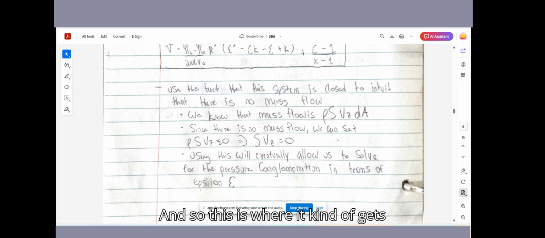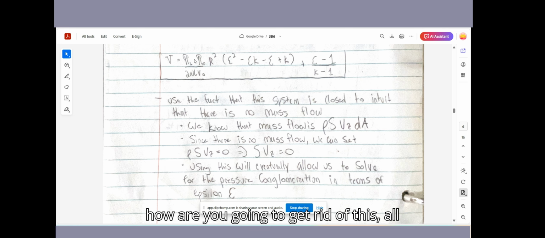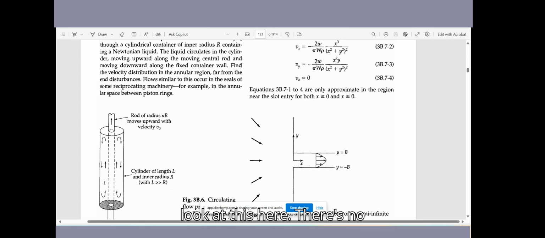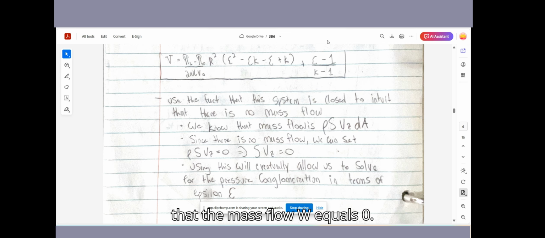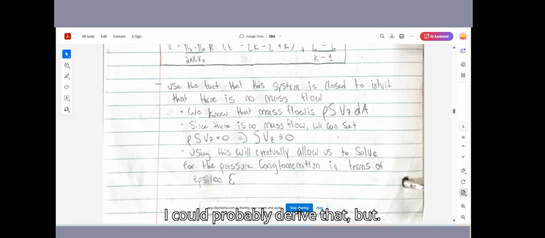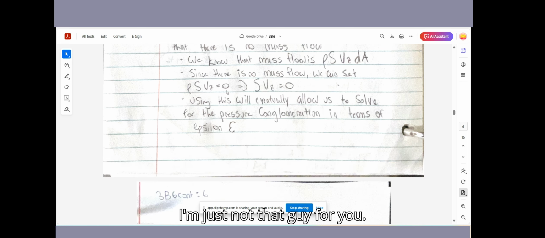And so this is where it gets interesting, and it's like, wow, how are you going to get rid of all of these crap terms? Well, look at this here, there's no airflow, there's no way for the air to get out of the annulus. So you can say that the mass flow W equals 0. That mass flow W equals rho integral Vz dA. That's just a definition that you should know. I could probably derive that, but nah, I'm just not that guy.